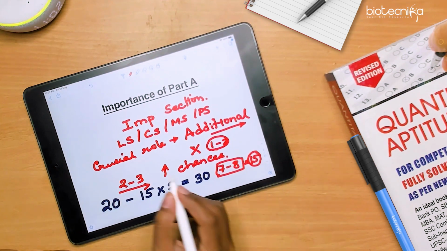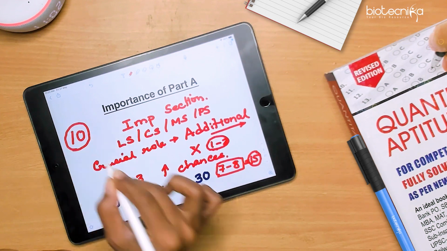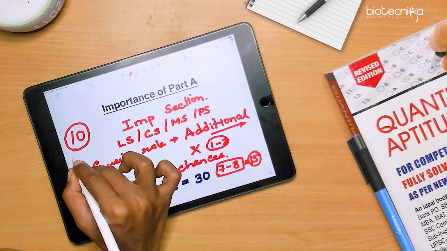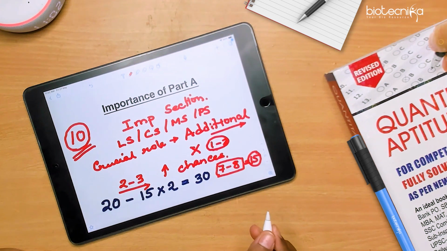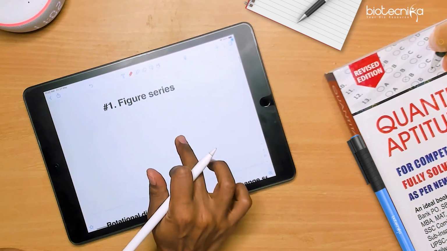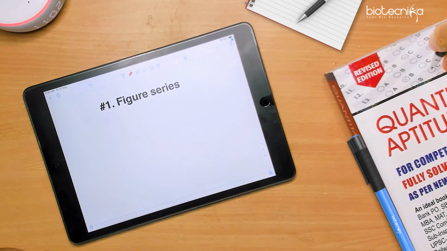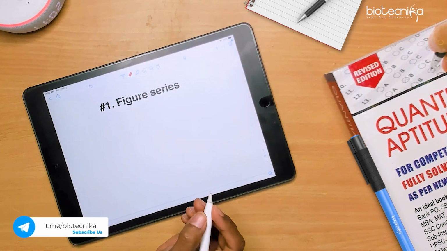So we are going to see a total of 10 types of general aptitude questions which you can very easily solve with very little preparation, where the least mathematics is involved and they can be easily done. So the first one is figure series or completion series or non-verbal series.